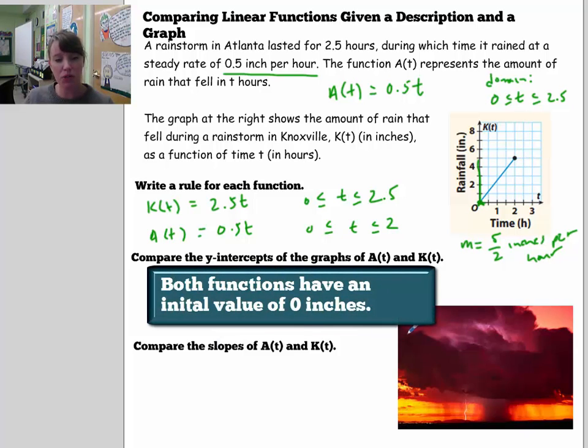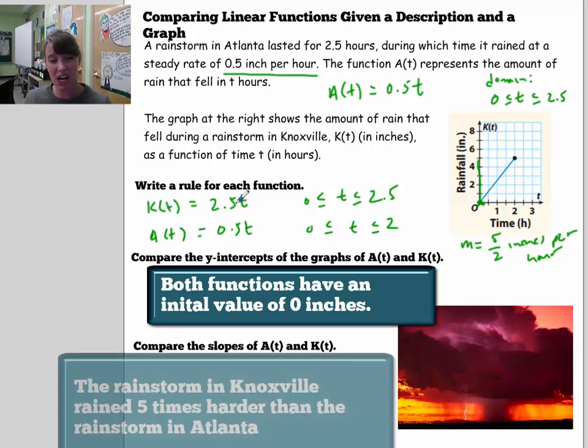Compare the slopes. Okay, so the slope of the Knoxville rainstorm is actually raining a lot harder in Knoxville. It's 2.5 inches per hour because the rainstorm only lasted 2 hours and it rained 5 inches here. So here the slope is actually going to be, what is that? How many halves are there in 2.5? There are 5 halves in 2.5. So the Knoxville rainstorm rained 5 times harder than the Atlanta rainstorm, because Atlanta only rained 0.5 inch per hour, whereas Knoxville rained 2.5 inches per every hour.